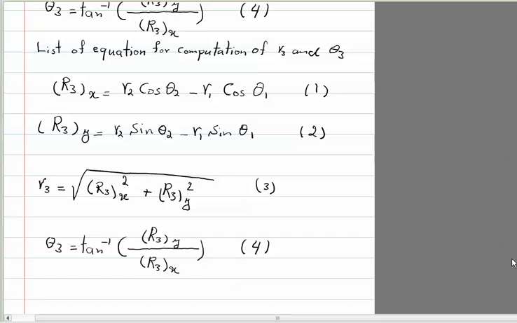This completes this video. The next video that I would like you to watch is the MATCAD implementation of these equations for performing the position analysis of the inverted slider crank mechanism type 1.